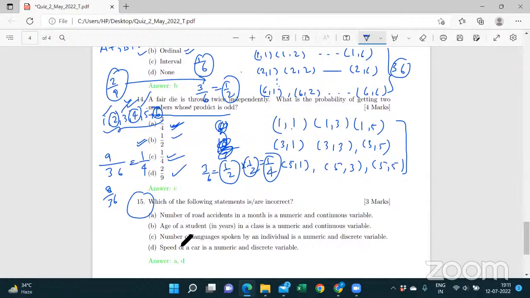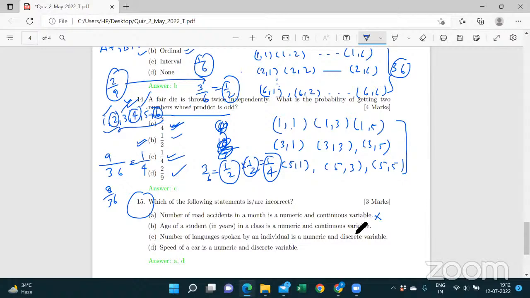So the last question. Again, it's an easy one. Which of the following statements are incorrect? The number of road accidents in a month is a numeric and continuous variable. Is this correct or not? No, it is not correct. It should be discrete, because the number of road accidents is something you can count: 1 accident, 2 accidents, 10 accidents, right?